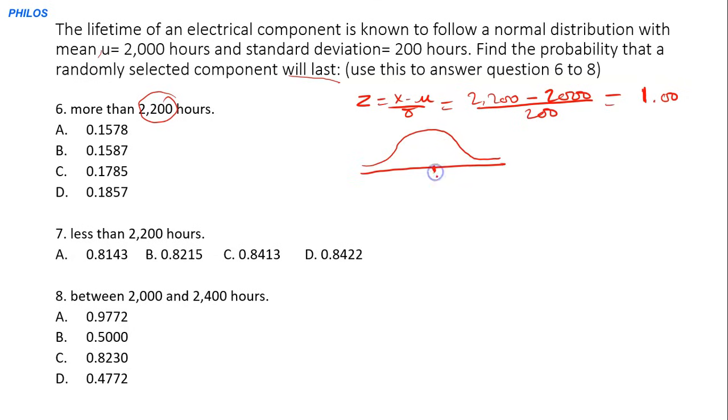So 0 is here and 1 will be somewhere here, isn't it? And the question says more than 2200. It means more than 1. So area more than is this side, meaning the question wants us to find this side. So to get it, we need to go and check positive 1.00 on a positive z-table, isn't it?